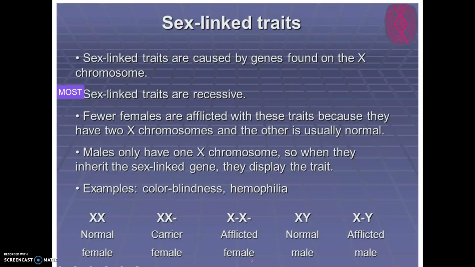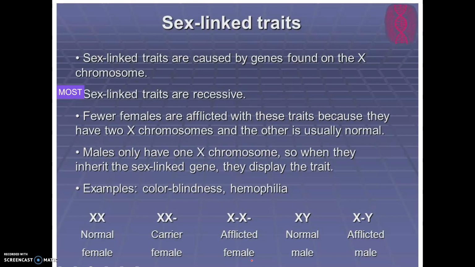So this is showing, again, a little summary. Sex-linked traits are genes typically on the X. Most are recessive. There are some sex-linked traits that are dominant, so I added the word most there. Fewer females tend to be affected, and that's because females have 2 X's. So in order for a female to show the trait, she would actually have to get 2 bad copies of the gene. But since males only have 1 X, they can't be heterozygous. They can't be a carrier.